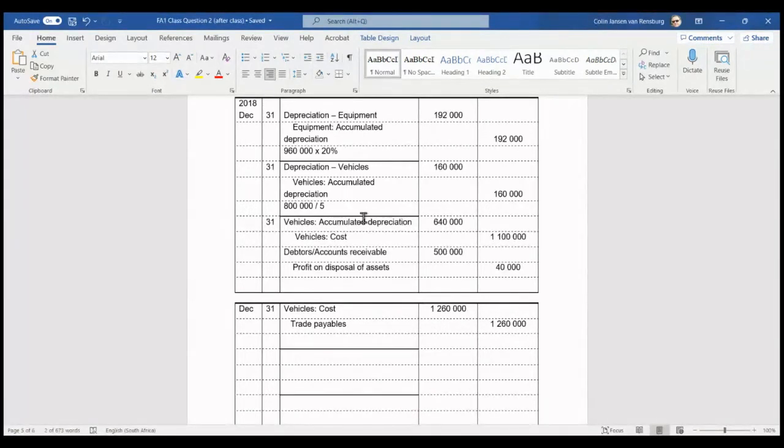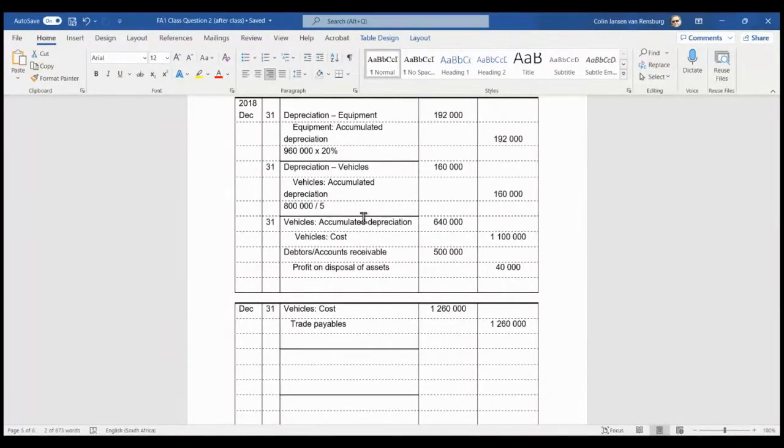Let us analyze it. First of all, let's start with the second leg there. We said we have to get rid of the cost of that vehicle that we've sold. Currently, the vehicle's cost has a debit balance of 1.1 million. So we have to credit the vehicle's cost account with 1.1 million. Then that account closes off to zero. It cancels it out, as that student said earlier, right?